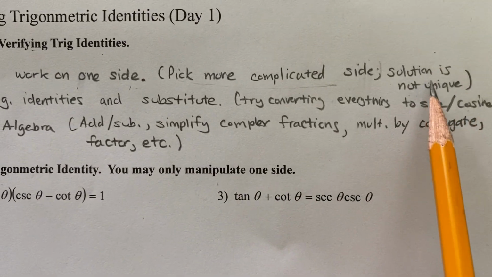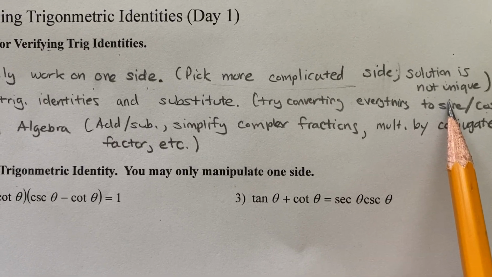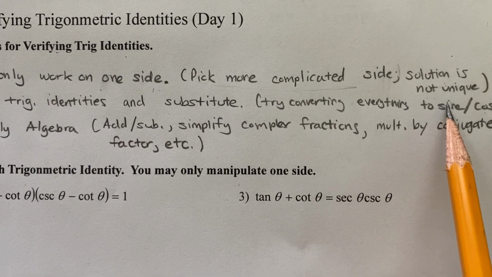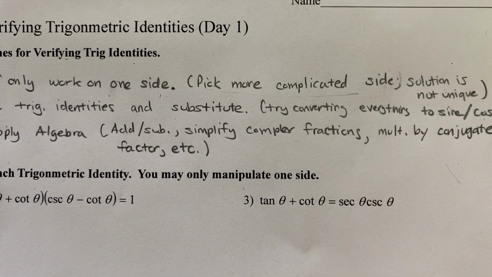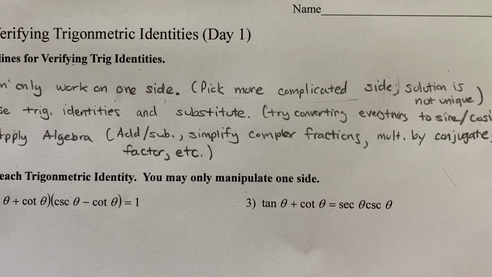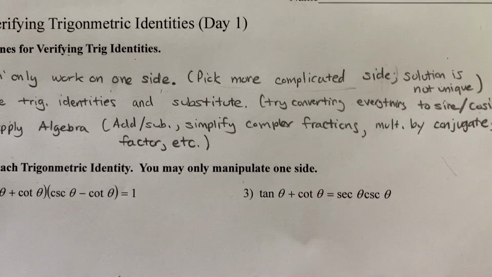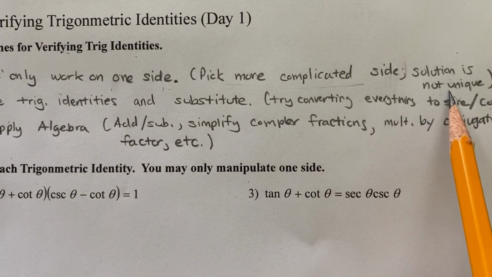And the solution is typically not unique, meaning if a student decides to do the left-hand side of the equation and another student decides to do the right-hand side of the equation, and you end up verifying it correctly, then that works as well. Okay, so basically there's more than one correct way to verify trig identities.